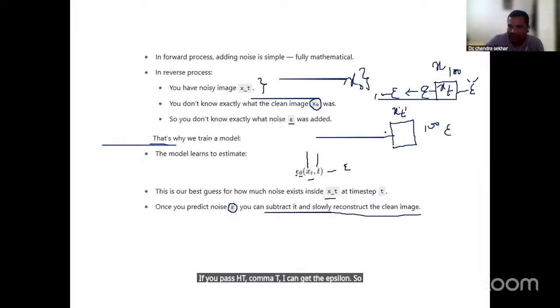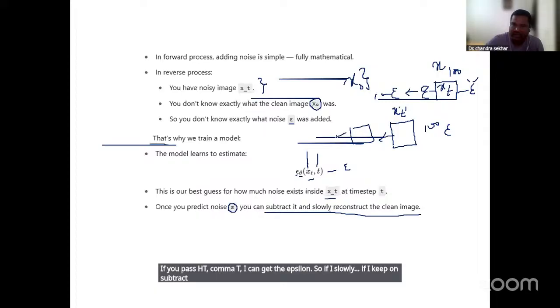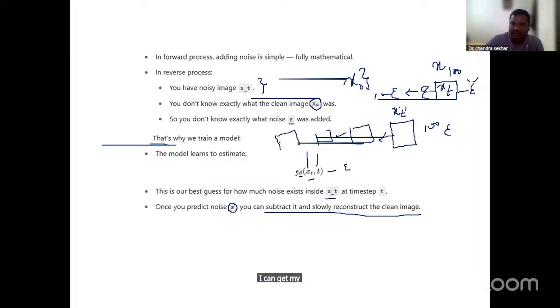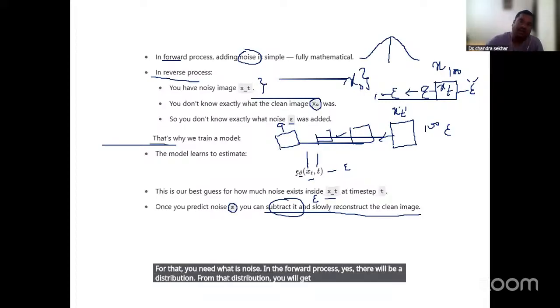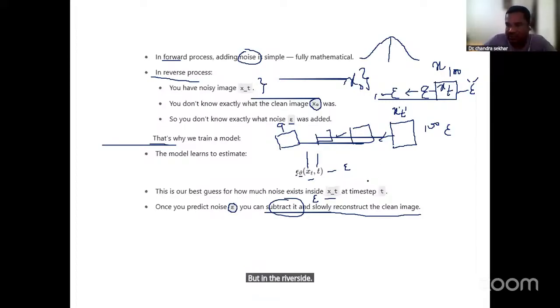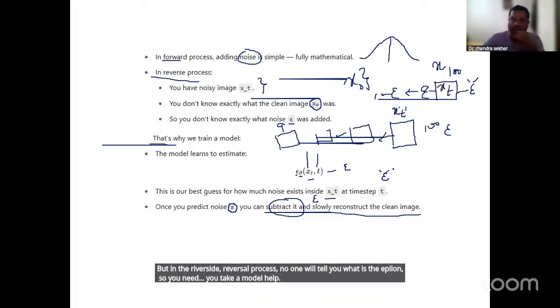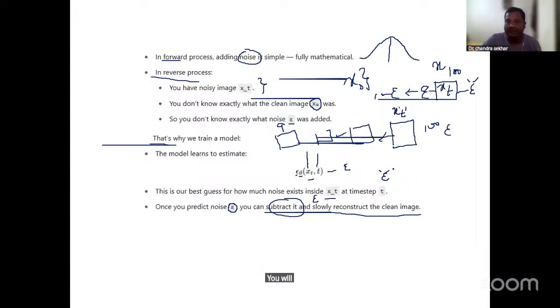So if I keep on subtracting that noise component, I can get my original image back. So that is what happens in the reverse process. In the forward process, it's straightforward, adding noise. What is a backward process? You have to subtract noise. For that, you need to know what the noise is. In the forward process, yes, there will be a distribution. From that distribution, you will get the epsilon and you will add it. But in the reversal process, no one will tell you what the epsilon is. So you take a model's help, and you will get the image.